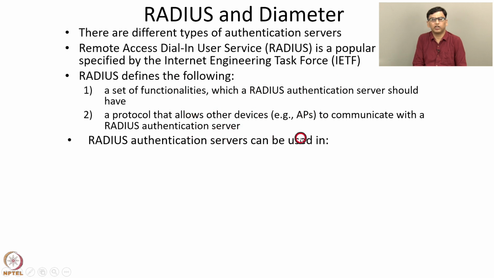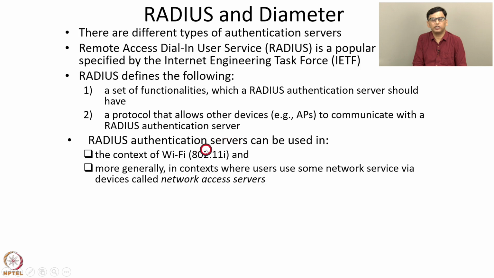Radius authentication servers can be used not only for Wi-Fi but also in other contexts. It can be used in the context of Wi-Fi, in particular 802.11i, and more generally in other contexts where users use some network service via devices called network access servers. Examples are dial-up and cloud computing. In the case of cloud computing, there is a gateway which is connected to the cloud, and users access the cloud through the gateway, and the gateway acts as a network access server. So the network access server is a gateway through which some service is provided to users.